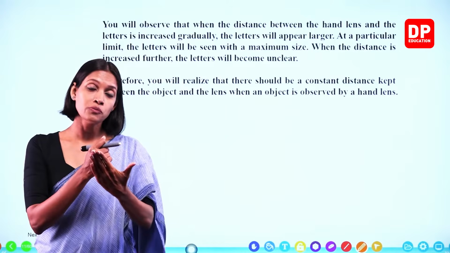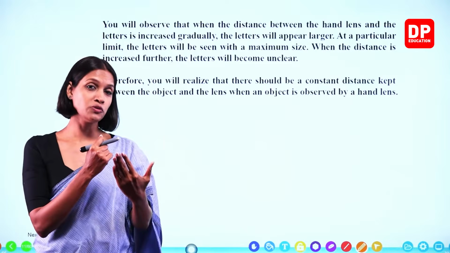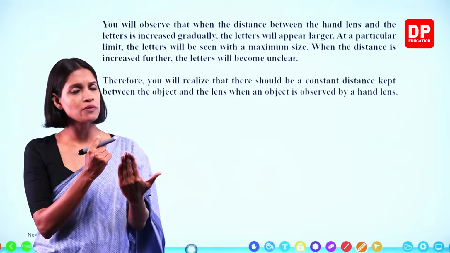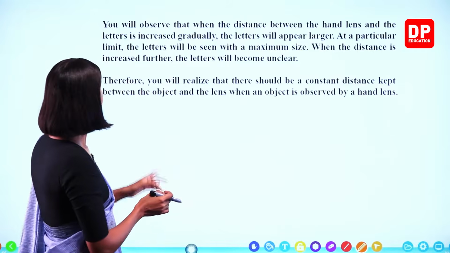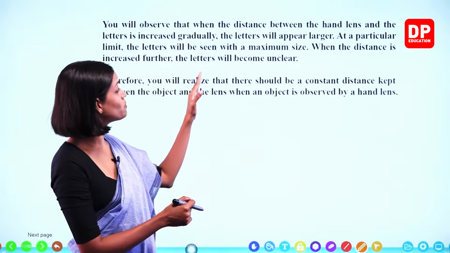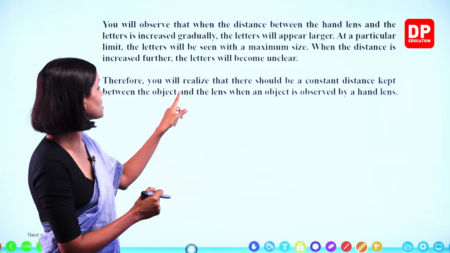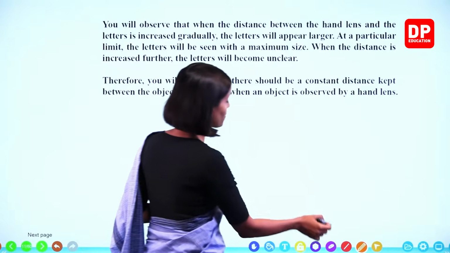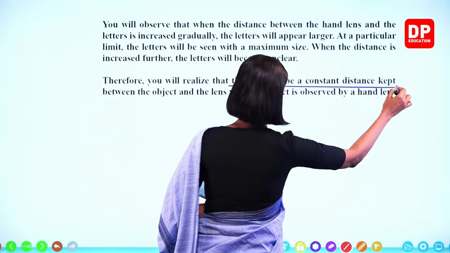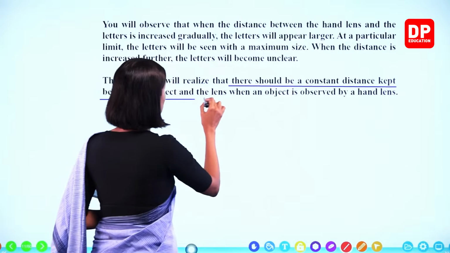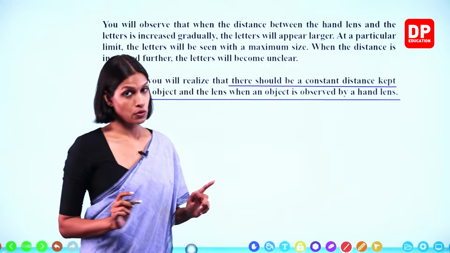Now, when you move the book more and more away from the hand lens, the letters get larger, and at one point, you will see it with the maximum size. After that point, if you try to move the book further away, the letters become unclear, right? Therefore, you will realize that there should be a constant, specific distance kept between the object and the lens when an object is observed by a hand lens. Okay, children?